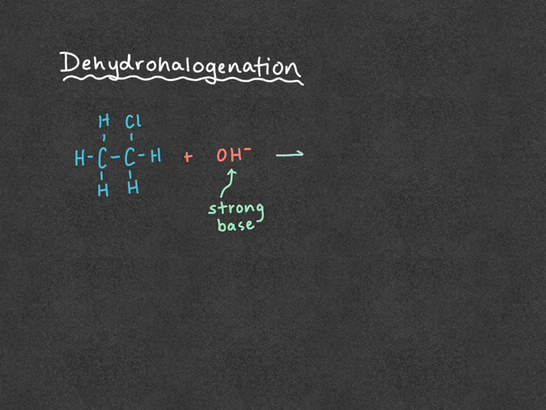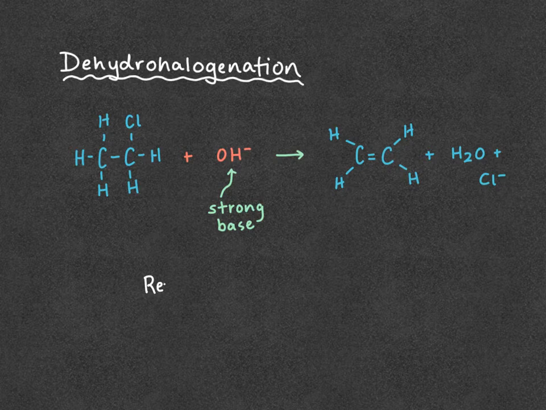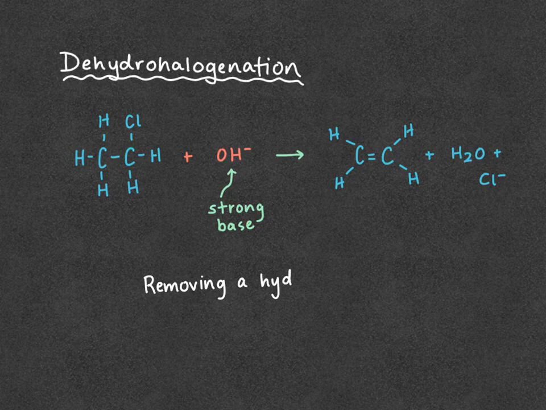So when these two react, we're going to form a double bond between our carbons, resulting in ethene in this case. And we're going to have some byproducts. One of our byproducts is going to be water, and the other is going to be our halide, Cl-. The reason that this is called dehydrohalogenation is that you are removing a hydrogen, so that's the dehydro, and a halogen, that's the dehalogen, from the alkyl halide to form the double bond.